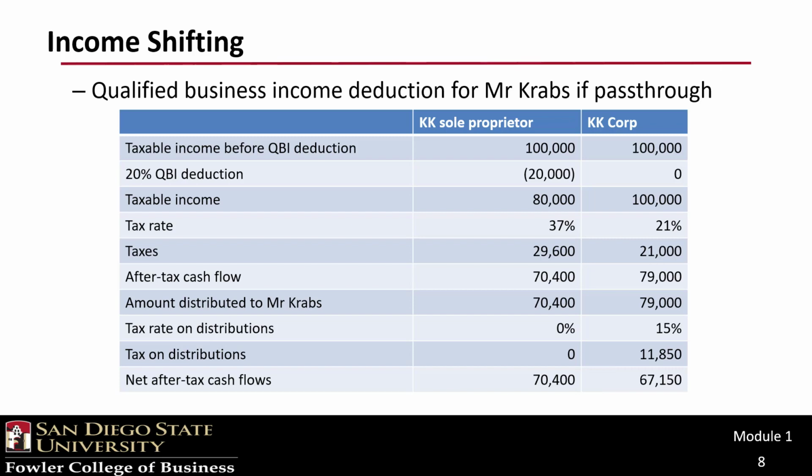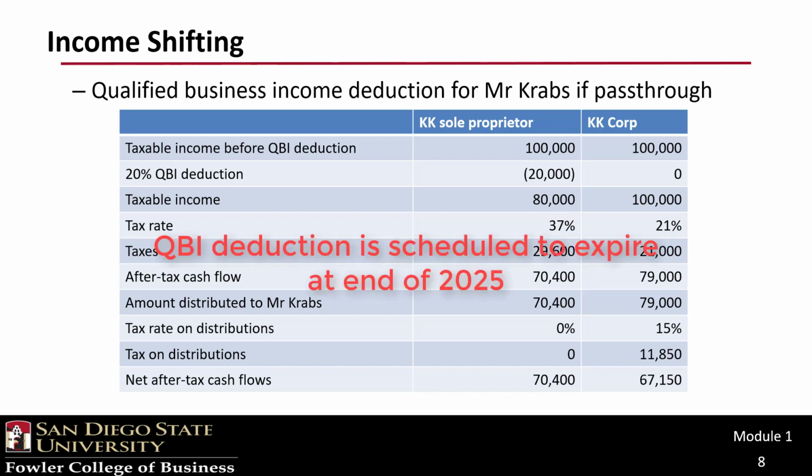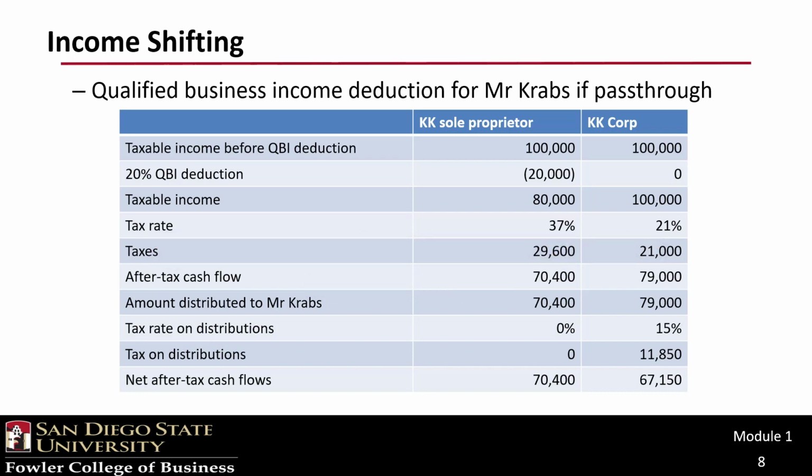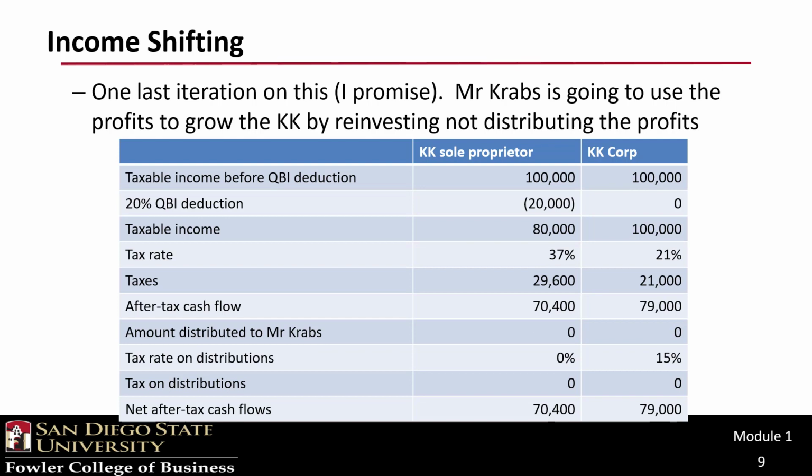When they lowered the corporate tax rate to 21%, there was some recognition on the part of the lawmakers that it suddenly has shifted a big advantage to the corporate structure. And so as a result, they came back and created the QBI deduction. So recall that the QBI deduction does expire after 2025, whereas the corporate tax rate being lowered to 21%, that's permanent. Okay, one last iteration on this, I promise.